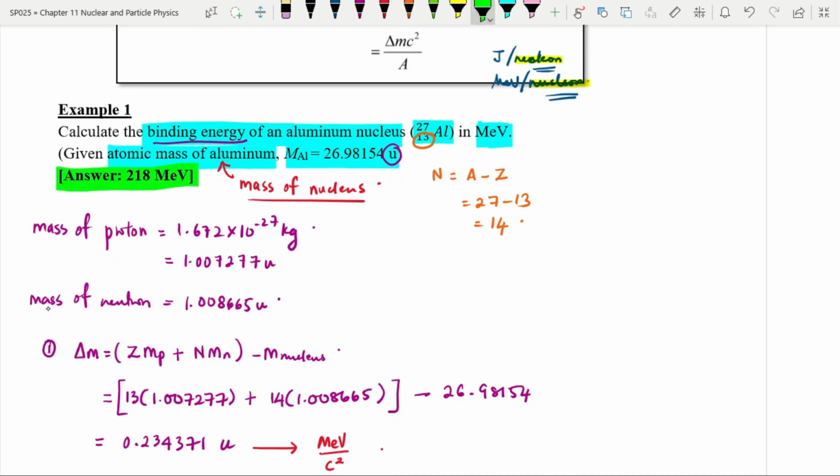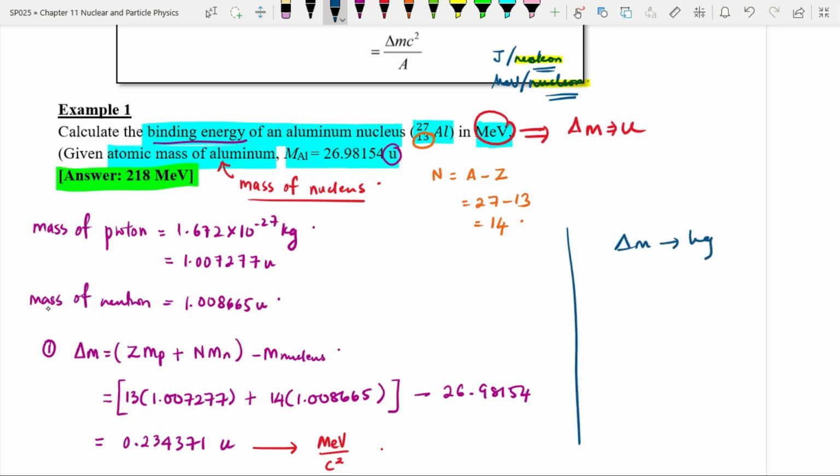So maksudnya untuk dapatkan energi dalam mega electron volt, of course lah kita punya delta M mesti dalam unit U. Kalau kita buat delta M dalam unit kg, kita akan dapat energi dalam joule. Nanti kita kena convert pergi mega electron volt pula. Kalau nak, katakanlah nak buat dalam joule, tak ada masalah. Delta M mesti dalam kg.